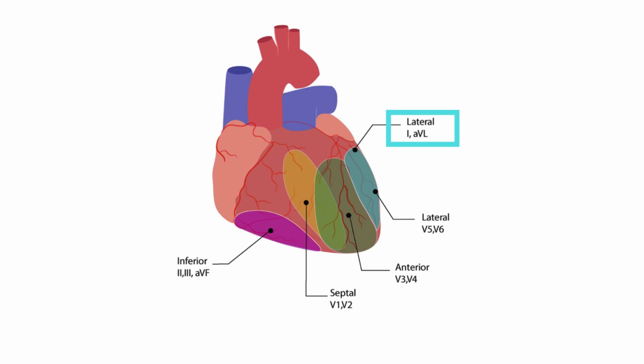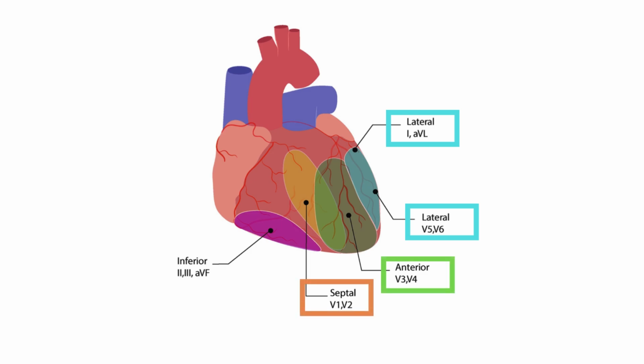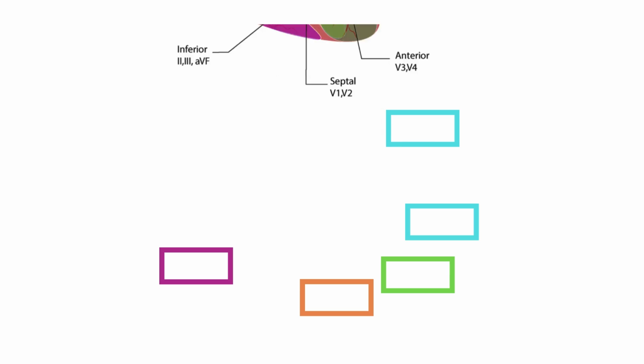Lead 1, AVL, V5 and V6 look at the left lateral side of the heart. Leads V3 and V4 look at the anterior side of the heart. Leads V1 and V2 look at the interatrial and interventricular septum. Leads 2, 3 and AVF look at the inferior side of the heart.